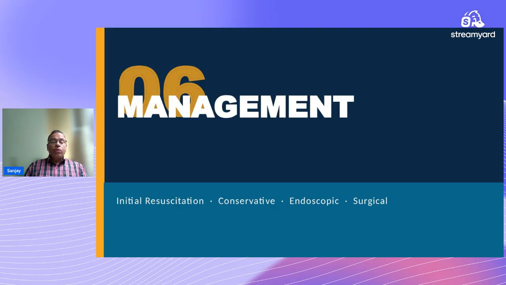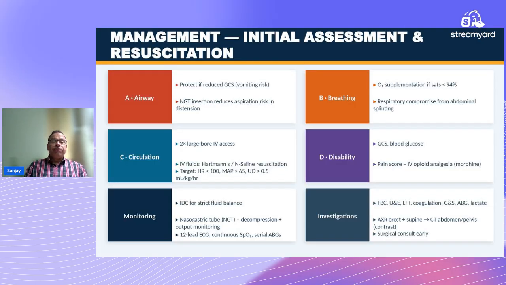Now we'll come on to the management. First, we'll talk about initial resuscitation, a trial of conservative measures in which the patient is to be given, and then endoscopic and surgical management. The initial management is the assessment of the patient and resuscitation, which take priority over the definitive management.